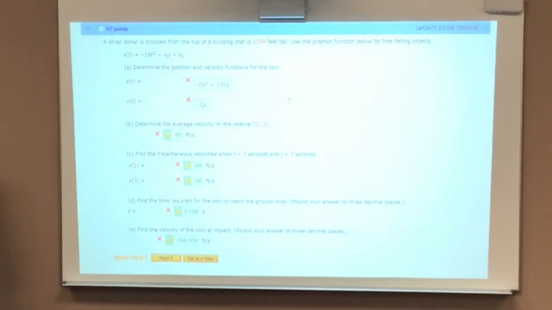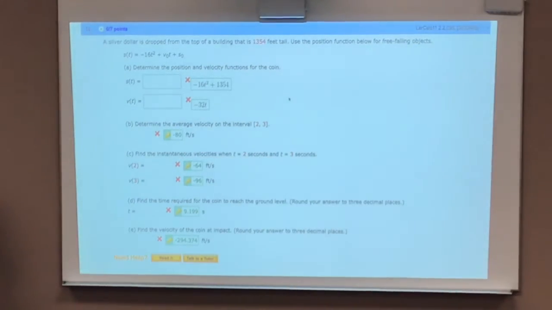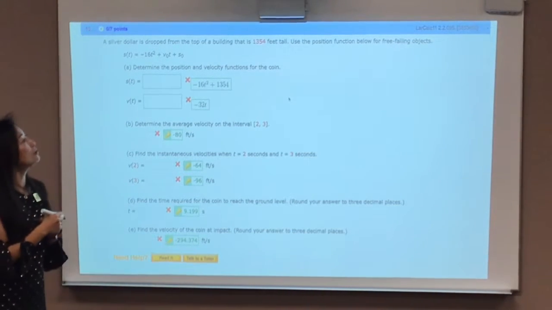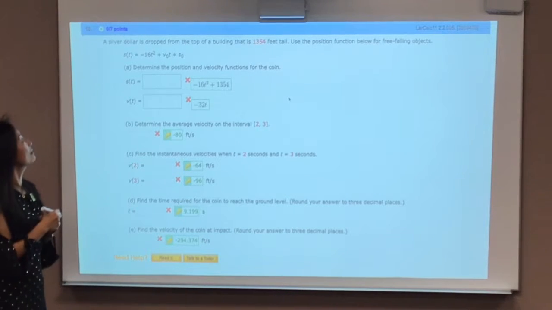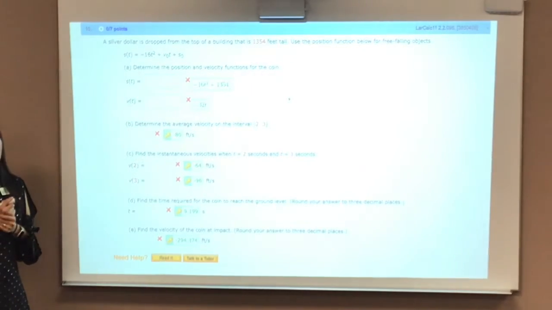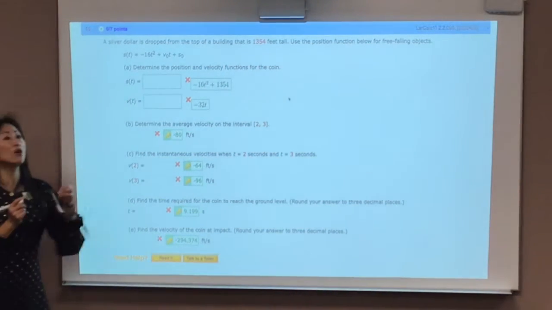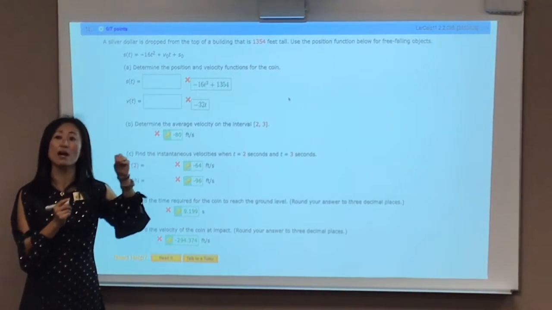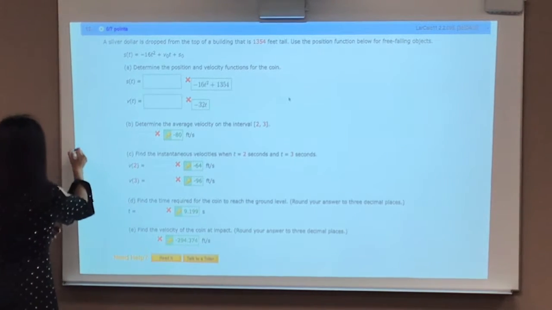2.2 number 10, let's review one more time. A silver dollar is dropped from the top of the building that is 1354 feet tall. Use the position function below for free-falling objects. So they gave you this. They told you free-falling because they know there's no velocity. Starting velocity is what? 0.